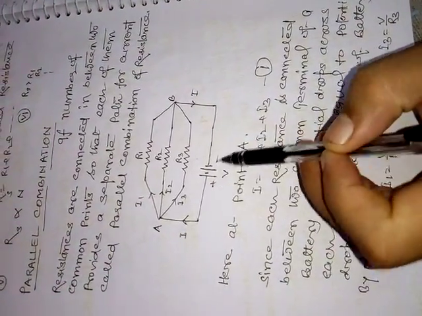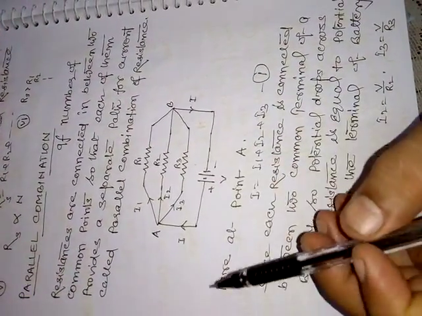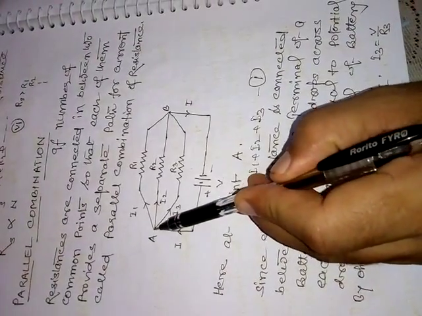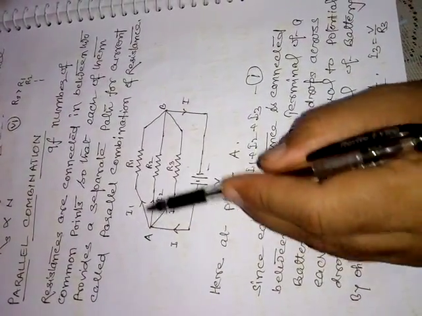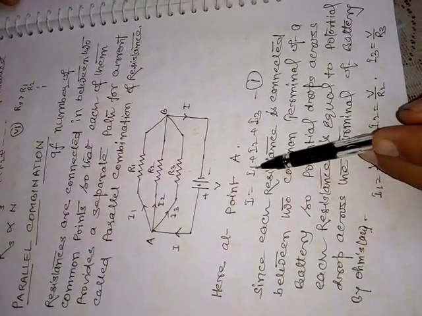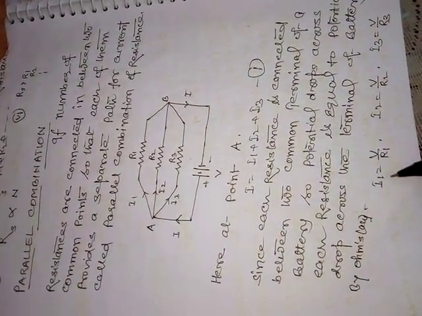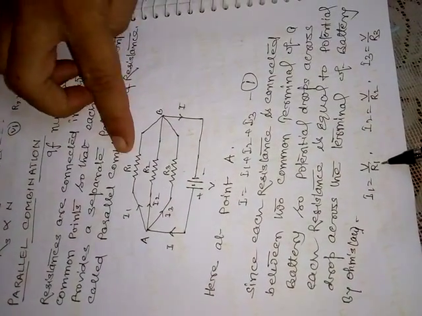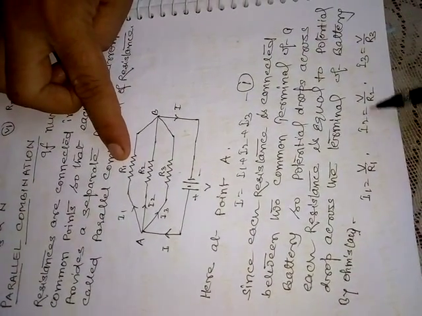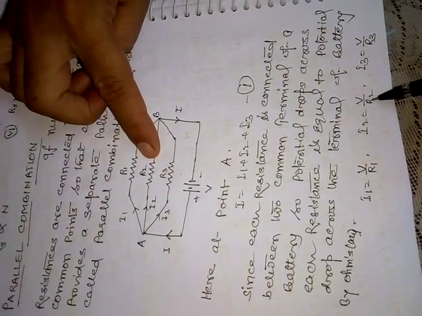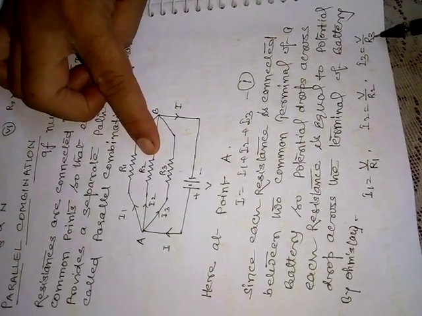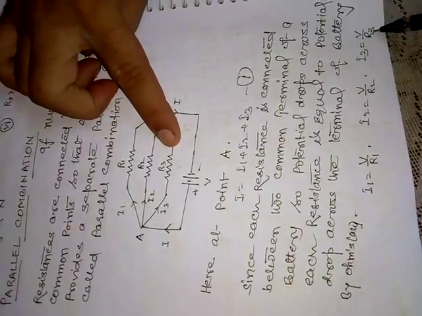So here by Kirchhoff first law, this is also called KCL, at any junction of the closed circuit the sum of incoming current is equal to outgoing current. So here I is equal to I1 plus I2 plus I3. Use Ohm's law. So I1 is equal to V by R1, this is the amount of current flown through first resistor. I2 is equal to V by R2, current flown through second resistor, and I3 is equal to V by R3, current flown through third resistor, correct?